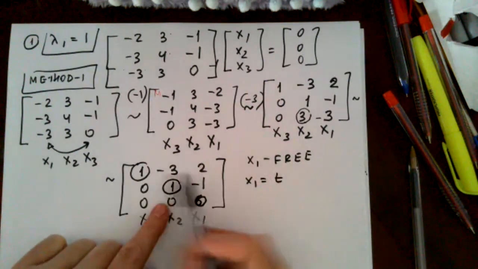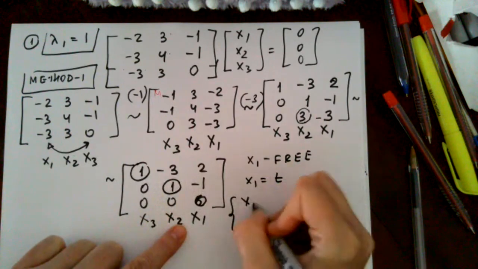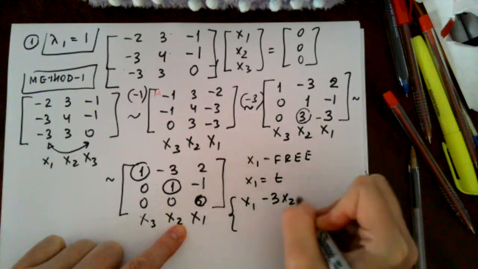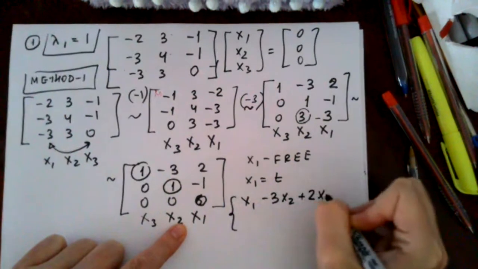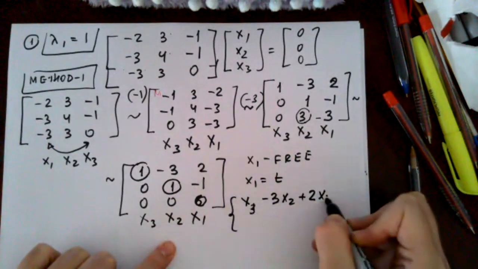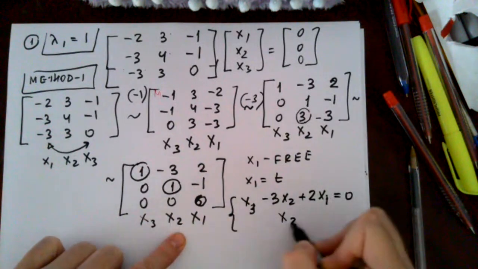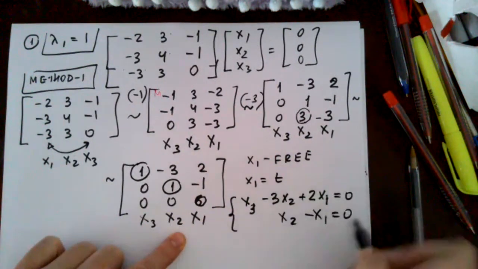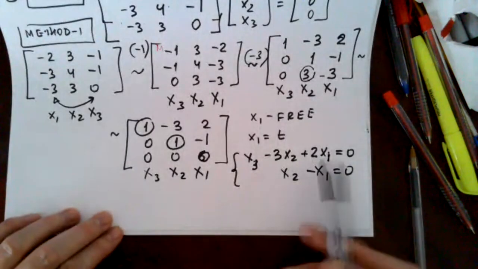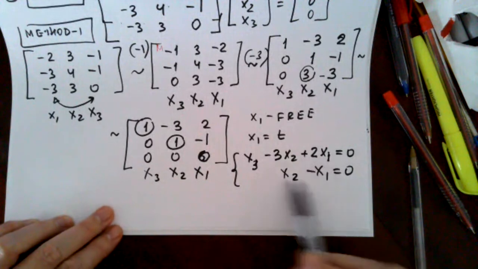And now we need to rewrite the first 2 rows as equations. So x1 minus 3x2 plus 2x... I made a mistake again. Look at this. It's x3, and this should be x1. And the second row looks like x2 minus x1 is equal to 0. I'm always tempted to make the same mistake I'm discussing now, because it's like an instinct. Okay, so the second equation.